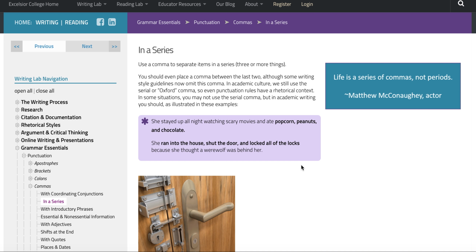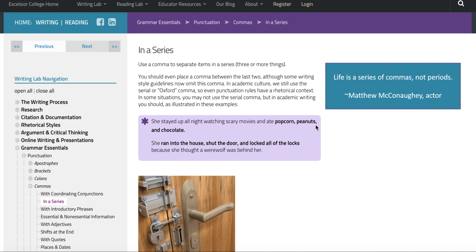Now, this is the rule that is kind of on its way out outside of academia. And this is the rule that says when you list three or more items, you use commas to separate them. One that is changing is the comma before the "and" in the list. So here: I ate popcorn, peanuts, and chocolate. In academic writing, we still use that comma for the most part. You may have heard it called the Oxford comma.